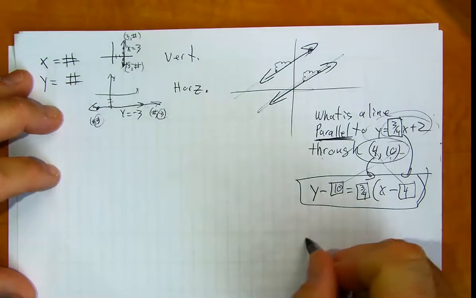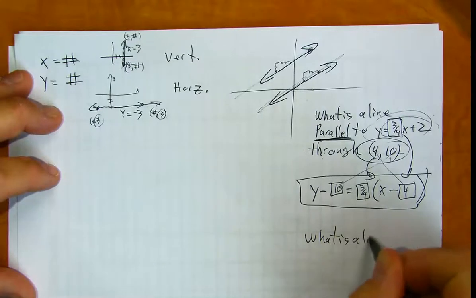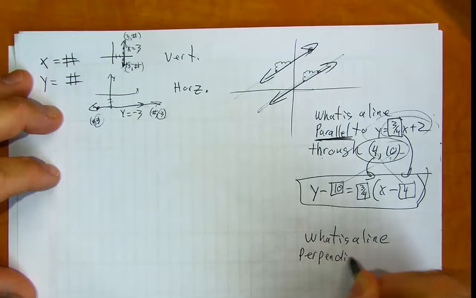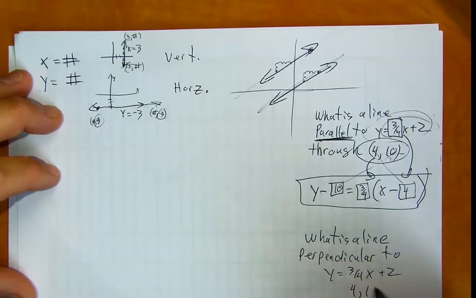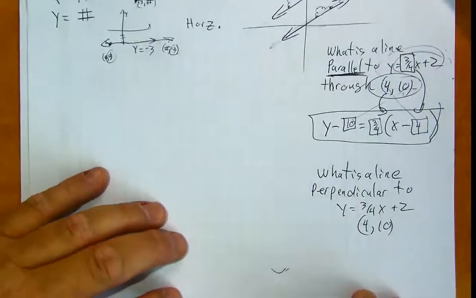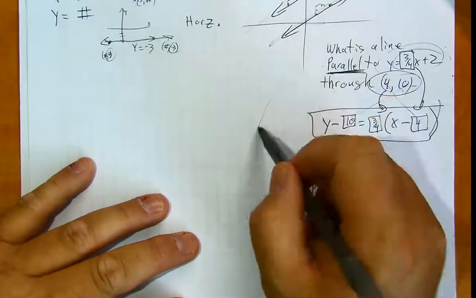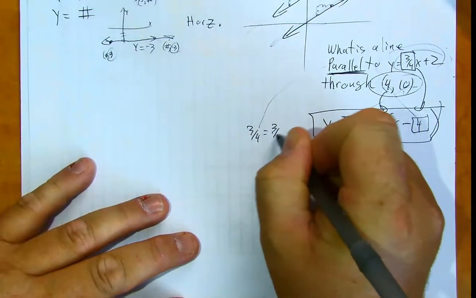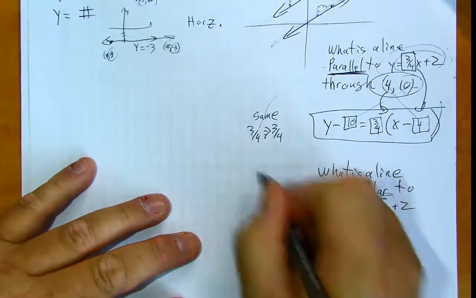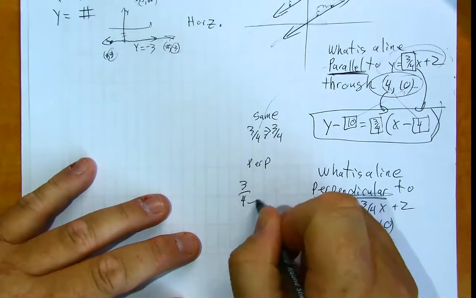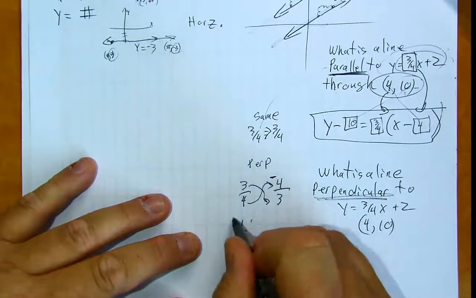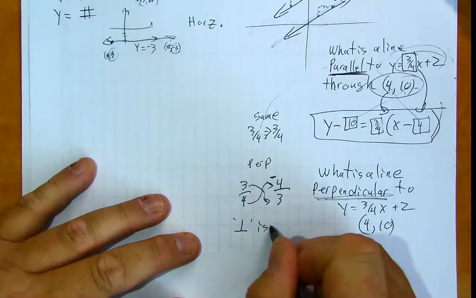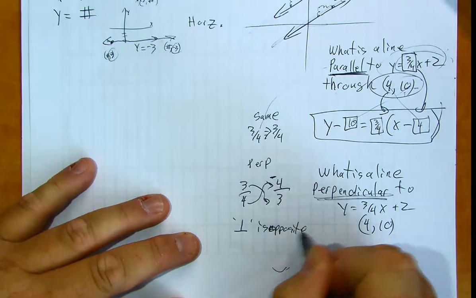What happens if I want a line that is perpendicular to y equals 3/4 x plus 2 and goes through the point (4, 10)? In that case, we need to know what perpendicular means. Well, parallel meant that 3/4 equals 3/4, and it was parallel because they have to be the same. Perpendicular means we're going to take the 3/4, and if you'll remember, we have to flip this over and switch the sign. So perpendicular, that's the symbol for perpendicular, is the opposite reciprocal.